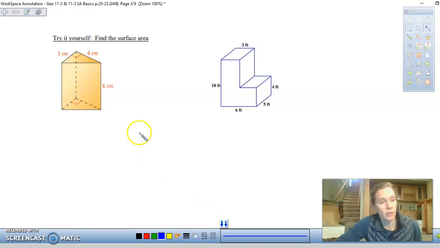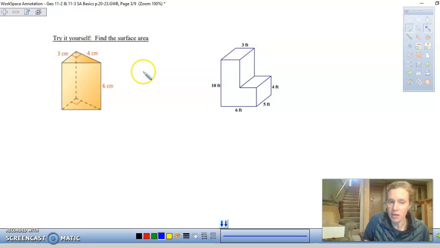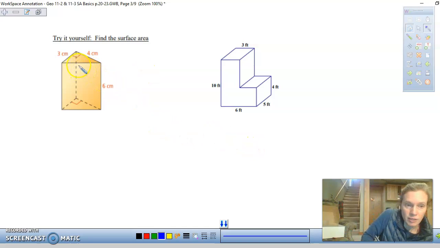Okay, so we're going to try one of those on your own. So notice that your bases here are triangles. So you want to think about the triangle formula for that. And then just be very, very careful, because you do need to figure out this side, because this rectangle is part of the surface area.